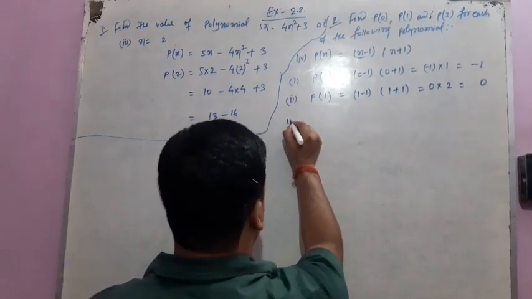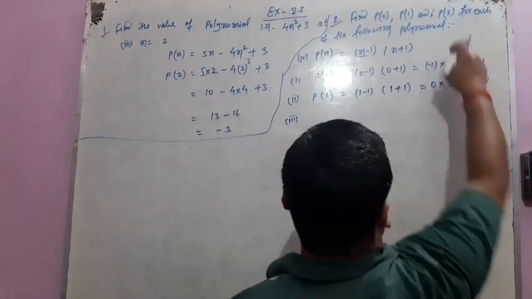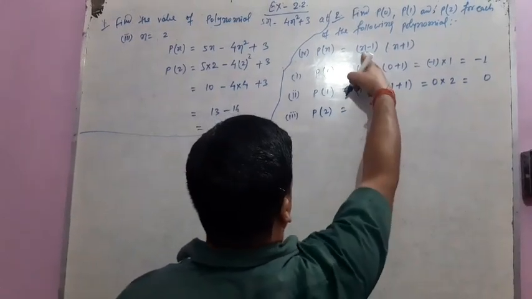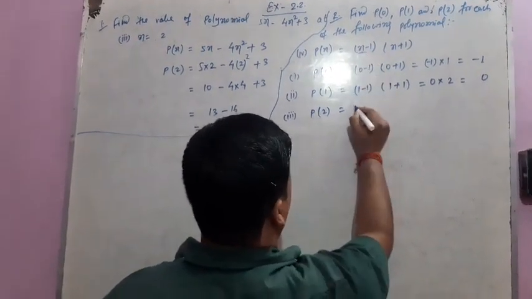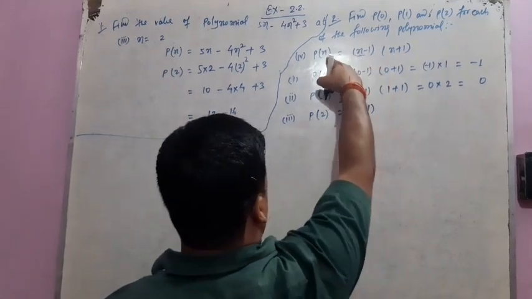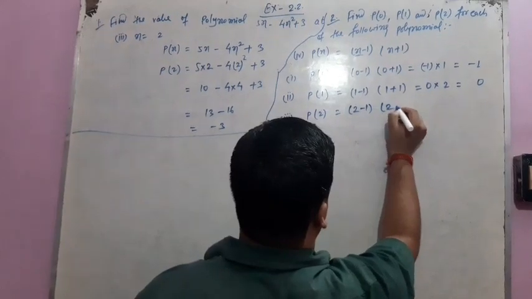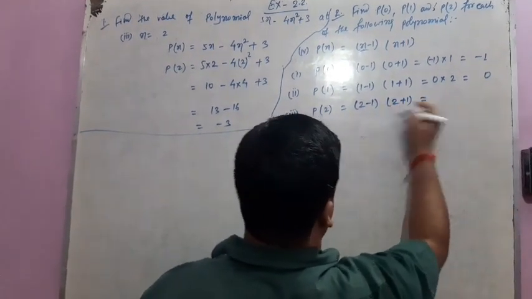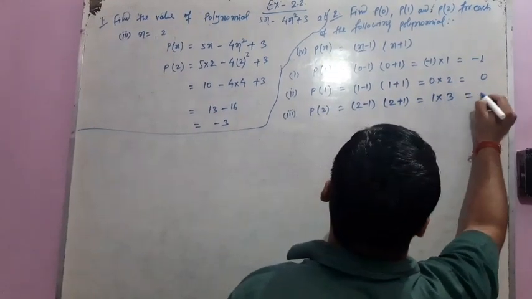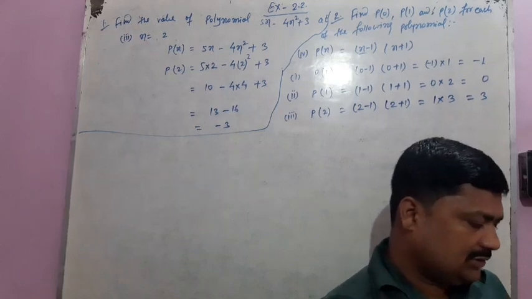The third one here. In place of x, we have to take 2. Now look at the polynomial. In place of x, what do we have to take? 2 minus 1, and again 2 plus 1. Now 2 minus 1 is 1 and 2 plus 1 is 3, that is 1 into 3, which is 3. In this way you have to solve question numbers 1, 2 and 3 also.